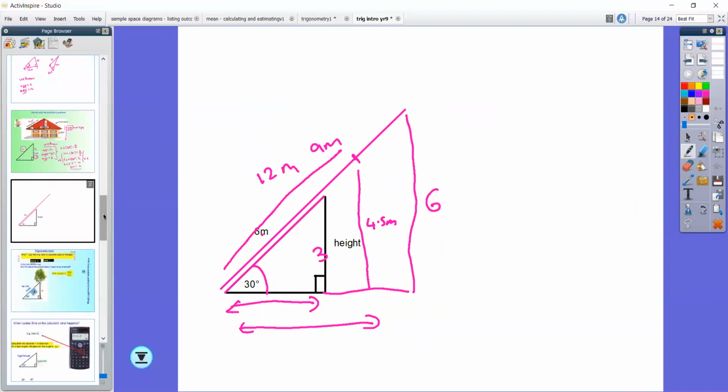Following that, we'll go on to part 2. If you watch my video on part 2 of where to go, we've done the introduction now. How are we going to apply trigonometry to solve problems?